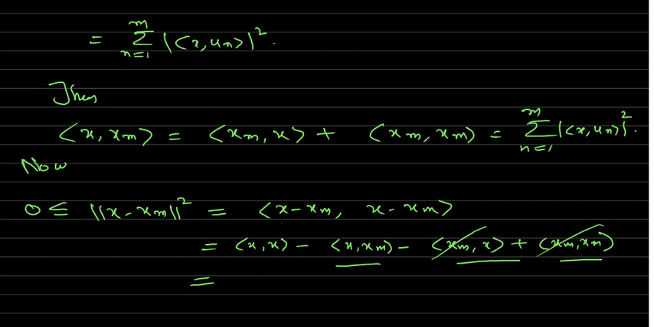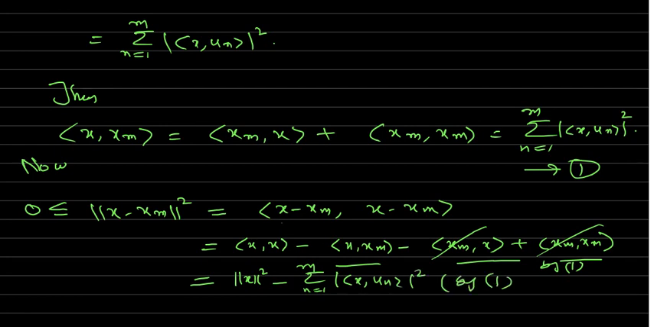What's the inner product of xx? It's norm x square. Okay, and what's the inner product of x with xm? That you have already seen here. Okay, name it 1. This cancellation is also by 1 because from 1 they are equal. Okay, and this one is also by 1 because this inner product of x with xm is equal to the summation, n runs from 1 to m, of mod x un square, so this difference is greater than or equal to 0.